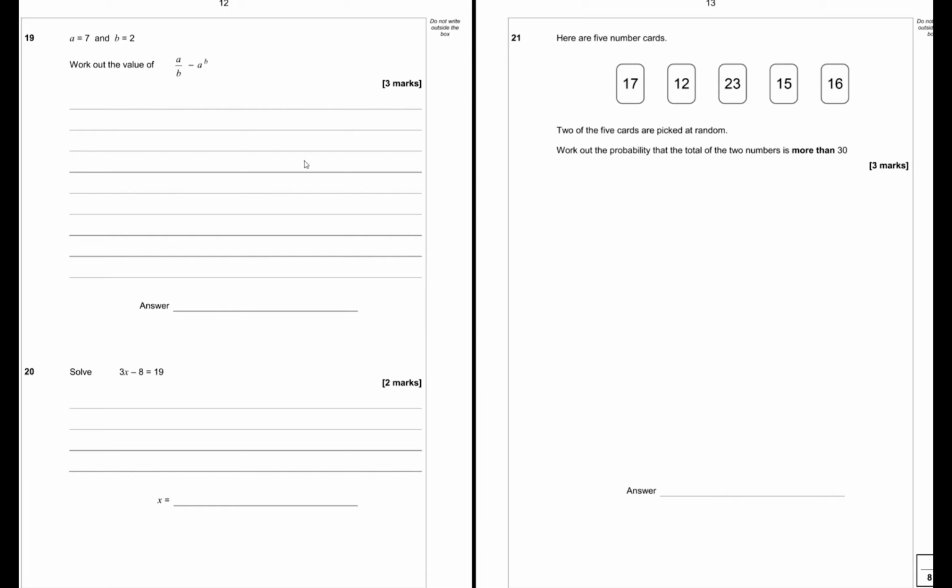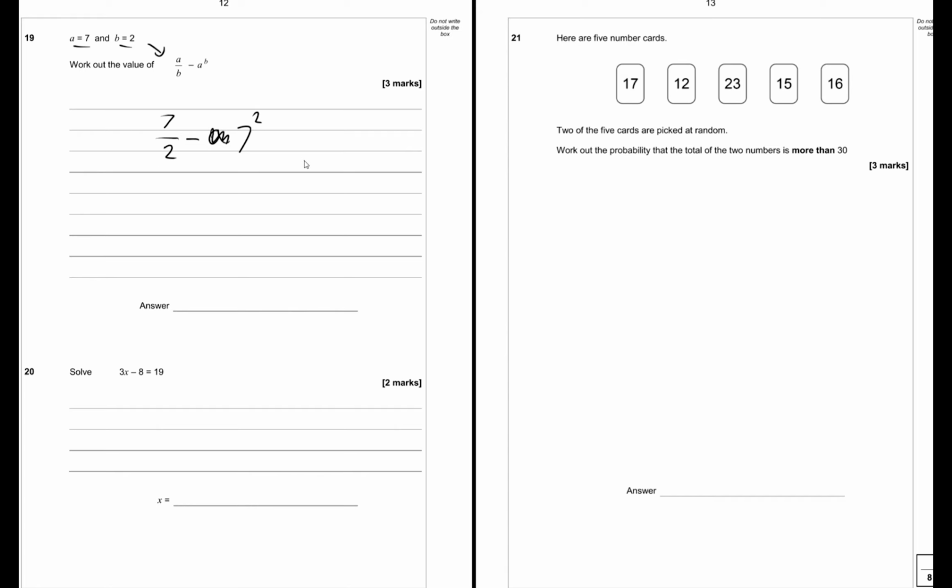Question 19. A equals 7 and B equals 2. Work out the value of A over B minus A to the power of B. What we want to do here is substitute in our A and our B. A is 7, so we can write 7 over B, and B is 2. So 7 over 2 minus A to the power of B, where A is 7 and B is 2.